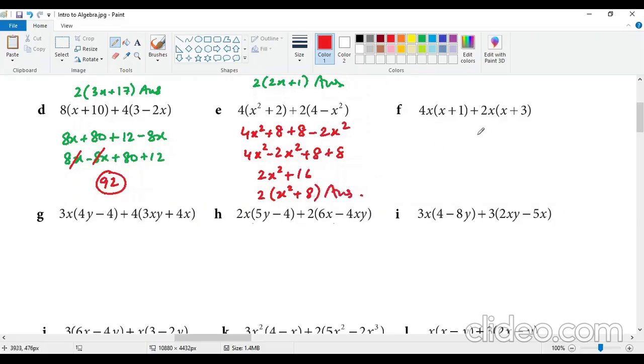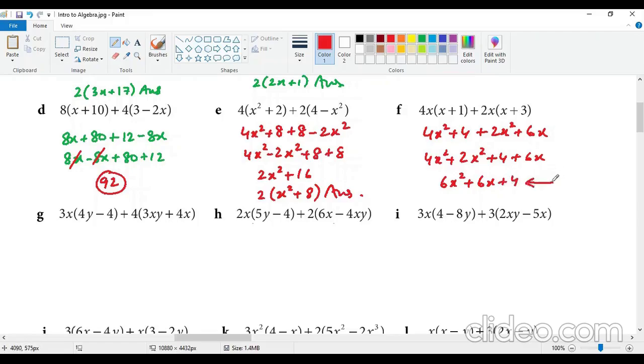4x square plus 4 plus 2x square plus 6x. That means 4x square and 2x square both are like terms, plus 4 plus 6x. So what I will write is 6x square plus 6x plus 4. This is the correct order of arrangement. You can see x square comes first, then x power 1, and x power 0 is kept this way.